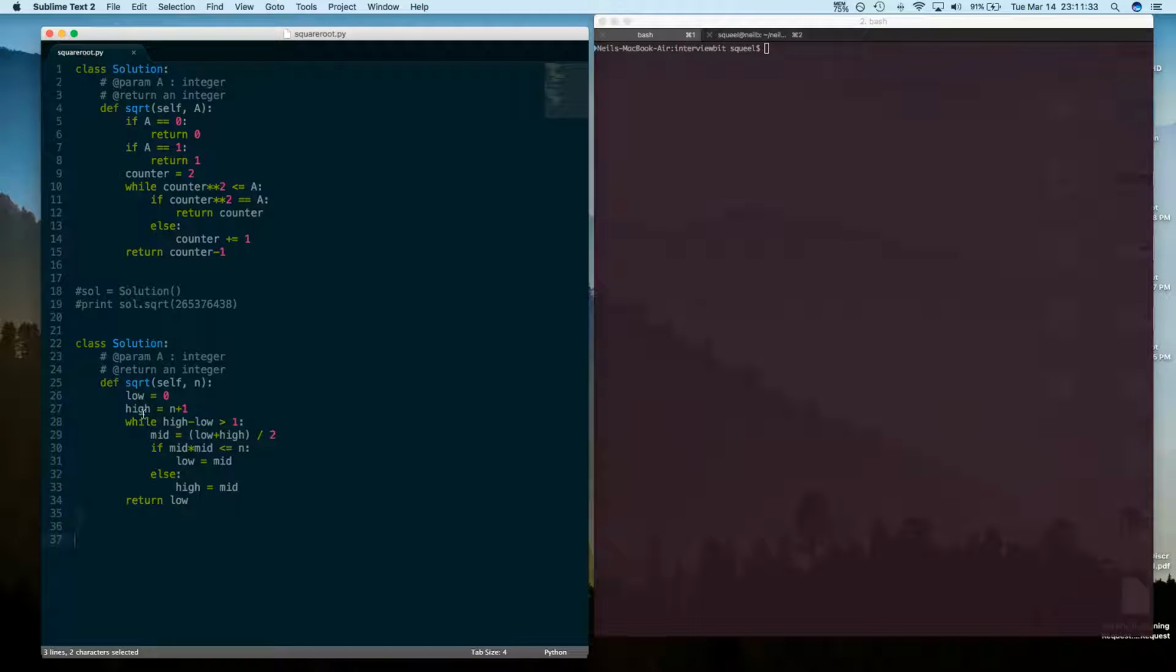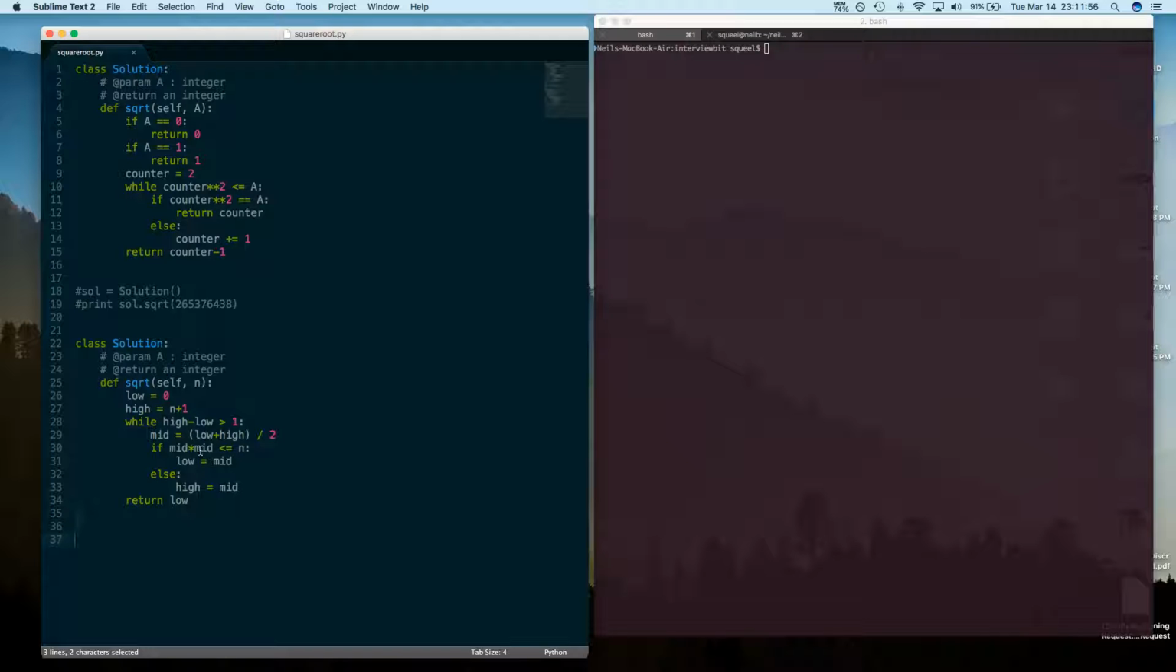You have your low and your high. You set your high just to the number you're looking for. So this was 100. If you want to find the square root of like 101 or 100, you just check 100 minus 0 is greater than 1, and then the midpoint would be 50, and then 50 squared is not less than 100. So then you just set your high to mid, so it'll be 50.